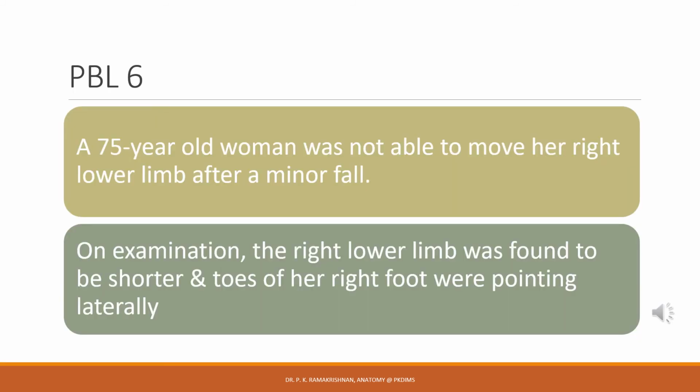PBL 6 depicts a very common injury found in elderly persons. So here a 75-year-old woman was not able to move her right lower limb after a minor fall. And on examination, the right lower limb was found to be shorter and toes of her right foot were pointing laterally.